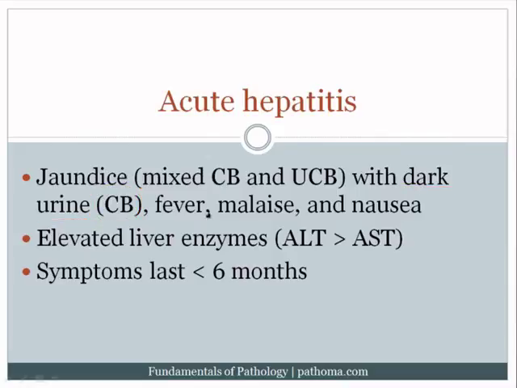The patients can also have fever, malaise, and nausea, and these are some of the signs of the fact that they've got inflammation within the liver. On laboratories, there will be elevated liver enzymes. Classically, the ALT will be greater than the AST, and the symptoms of acute hepatitis usually last less than 6 months. And that's important because the presence of symptoms and appropriate serologic markers for greater than 6 months would equal chronic hepatitis, as we'll discuss in a moment.